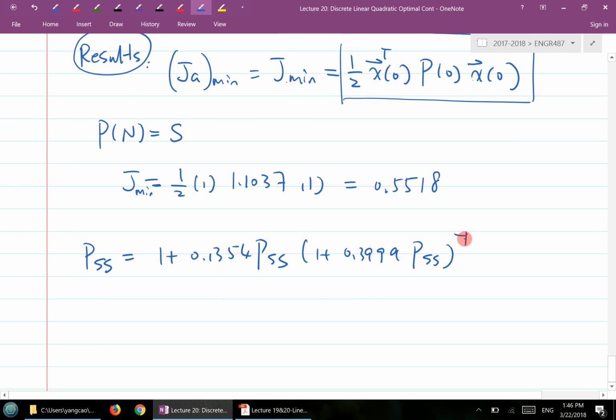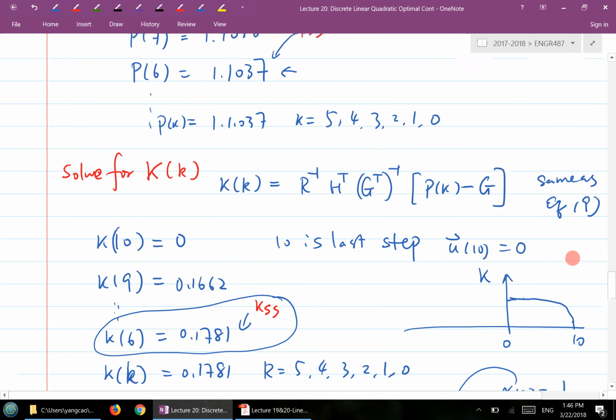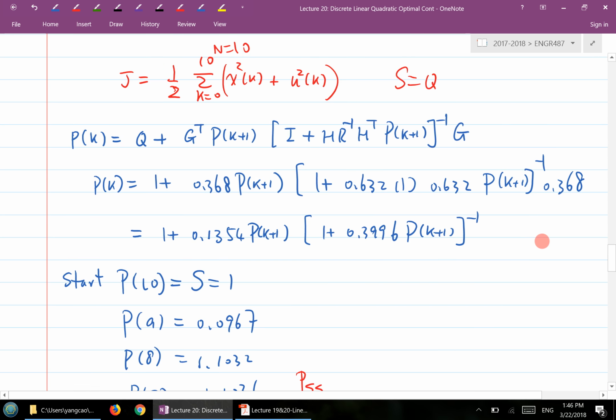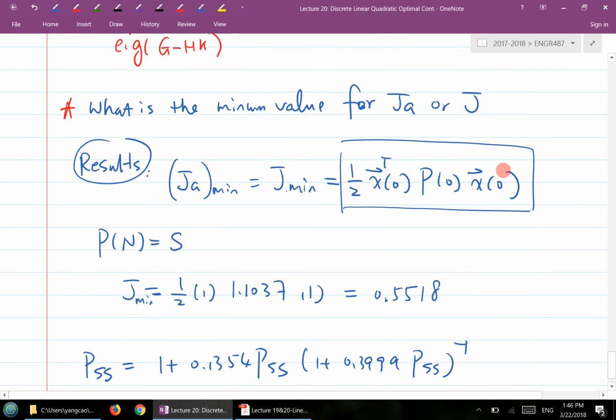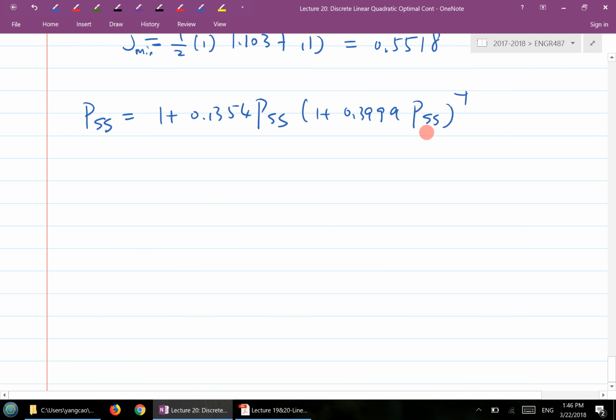PSS infinite. So if I go back a little bit to the function P, this is my original function P here, right? And this is function P here. So if I replace both sides with the steady state P, what am I going to get? I get this equation here, and this is basically a quadratic equation if you multiply this inverse to the other side.